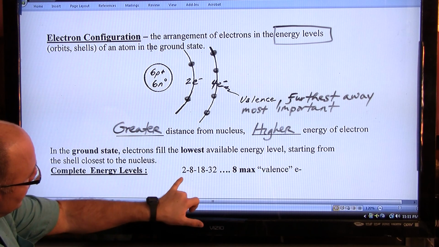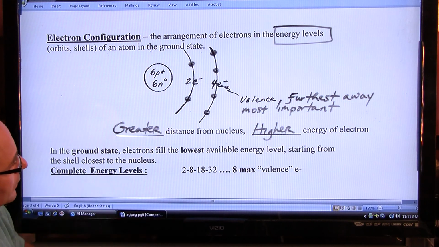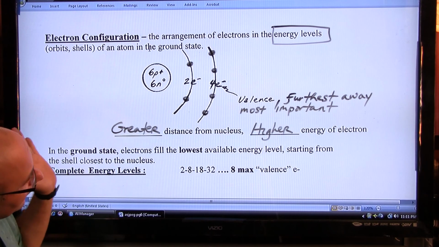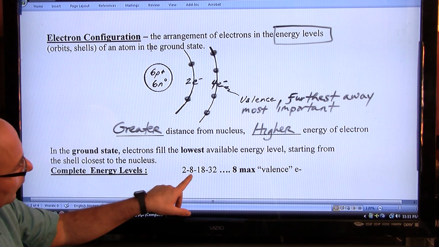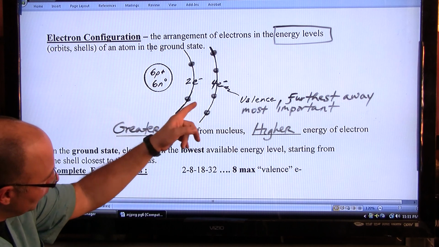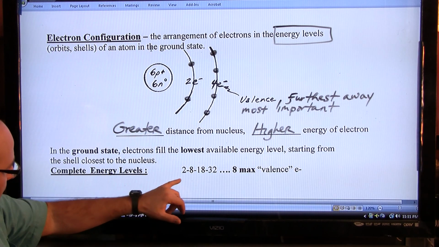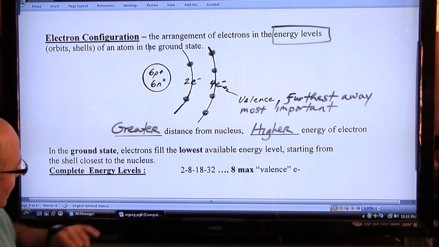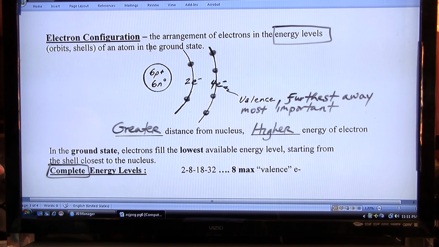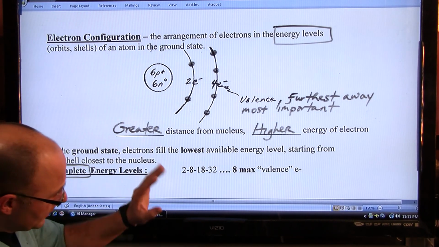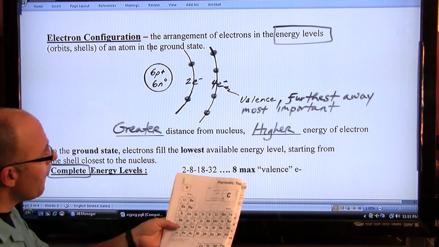So since the first one has a limit to complete it of 2, we place 2 electrons in the first orbit. And in the case of carbon, since there are 4 electrons remaining, and the second orbit can hold a maximum of 8, we'll place those 4 electrons in the second orbit, giving us a total of 6. So the numbers are 2, 8, 18, 32 to complete the energy levels. And the numbers you can see very easily are given to you here, the configurations for the elements.